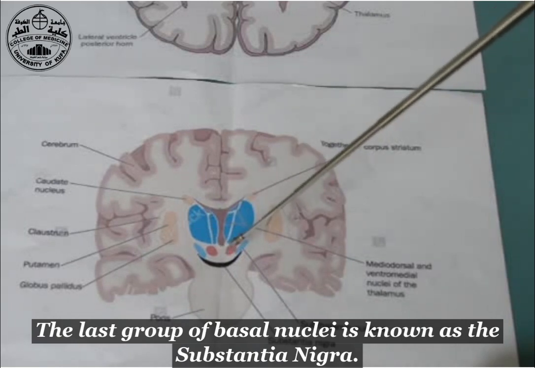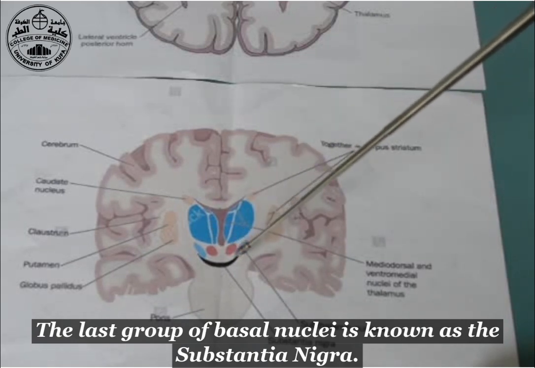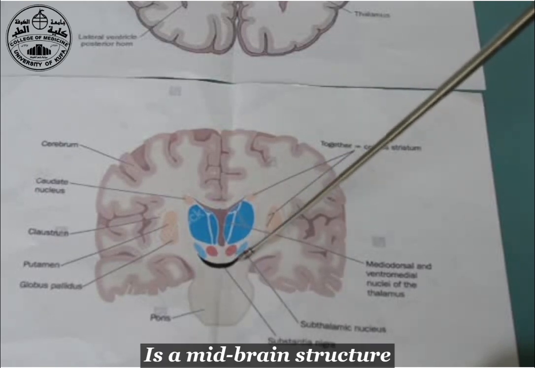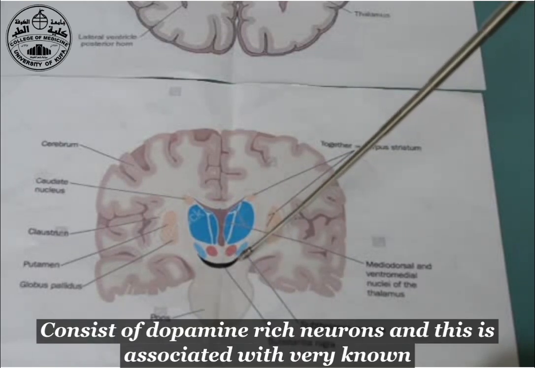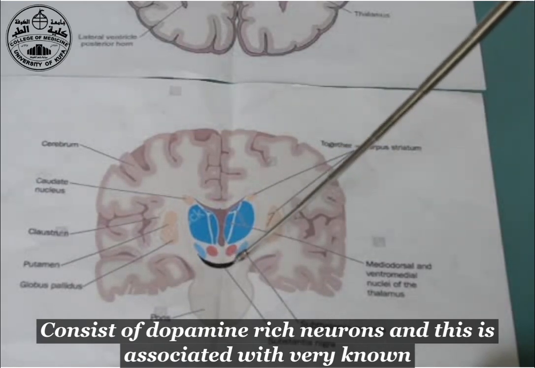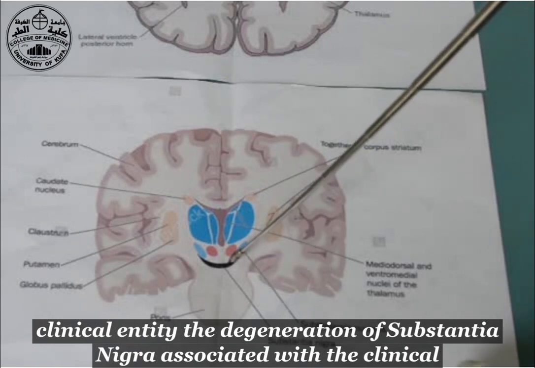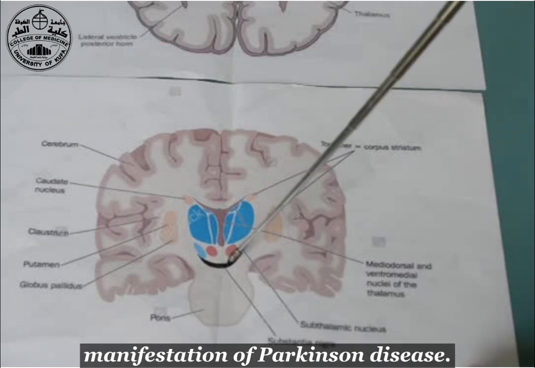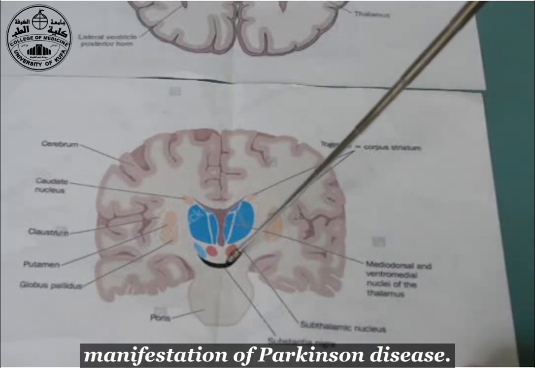The last group of basal nuclei is known as the substantia nigra. It is a midbrain structure, consisting of dopamine-rich neurons, and this is associated with a very well-known clinical entity: the degeneration of the substantia nigra is associated with the clinical manifestation of Parkinson's disease.